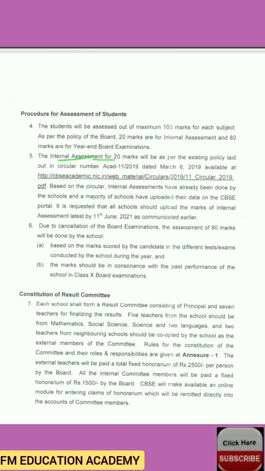The internal assessment for 20 marks will be as per the existing policy, and internal assessments have already been done by the schools, and a majority of schools have uploaded their data on the CBSE portal. It is requested that all the schools should upload the marks of internal assessment latest by 11th June 2021. There are schools who have not submitted the internal marks. The last day to submit is 11th June 2021.